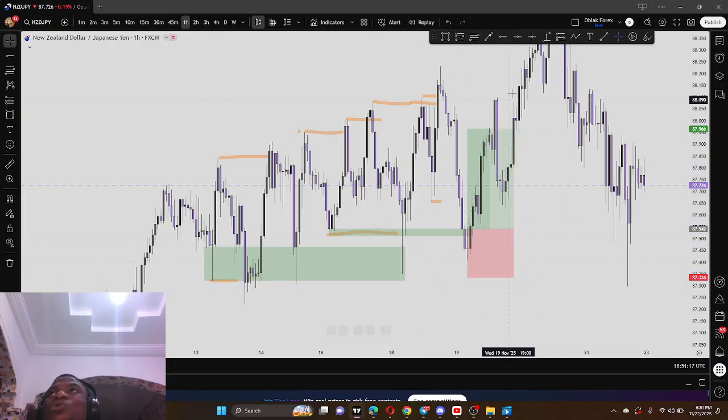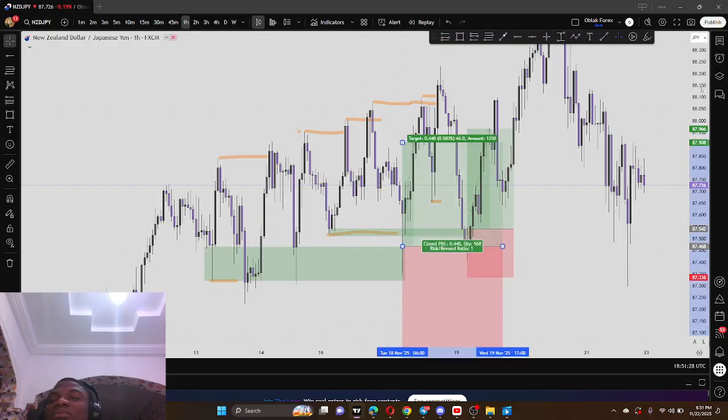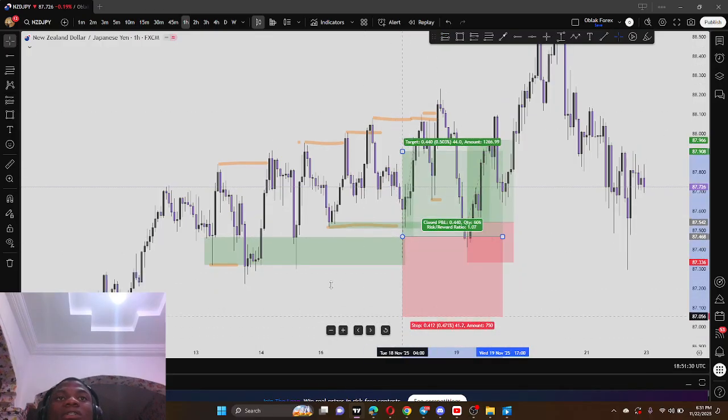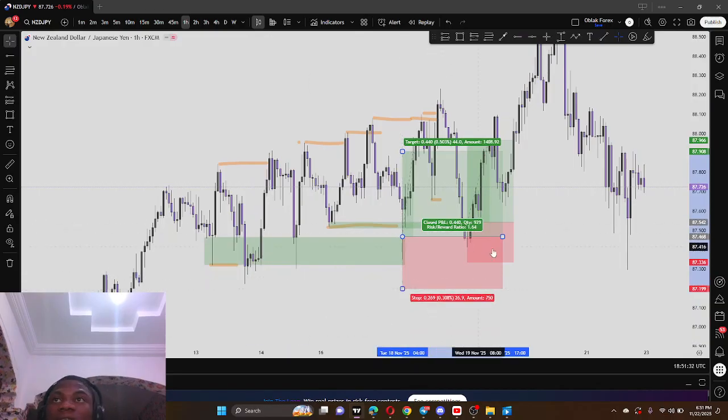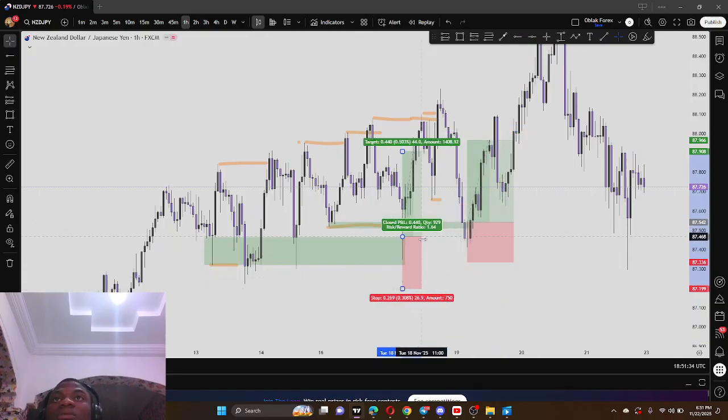Guys, you can see how two trades were spotted at the same time on one pair, just like you taking a trade on Tuesday and making money on Wednesday, and on that same Wednesday, it gives you another entry on the same place and you take it and make money again, guys.